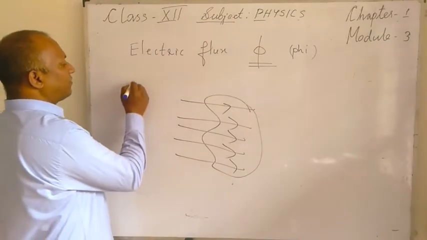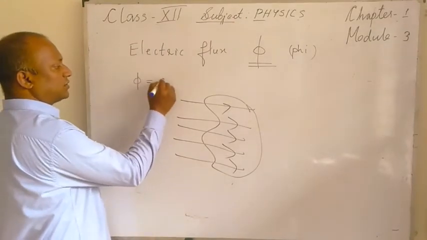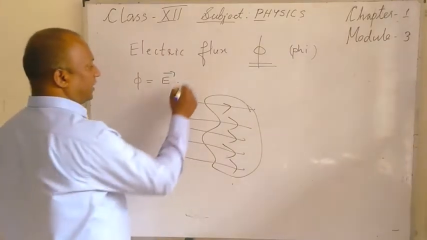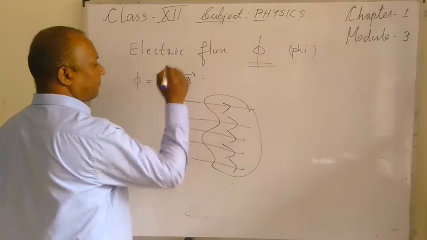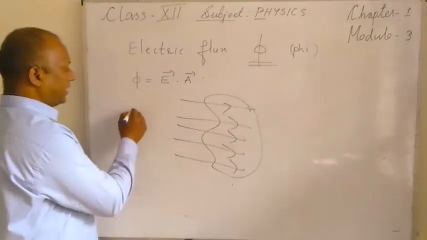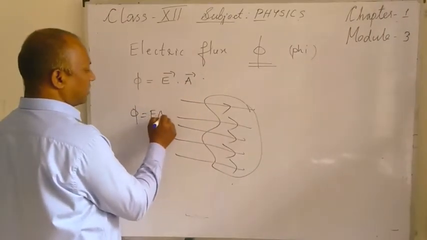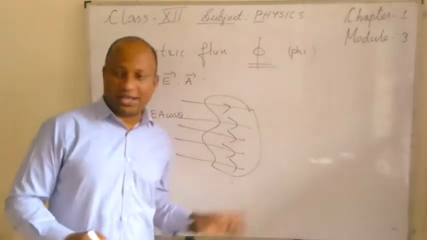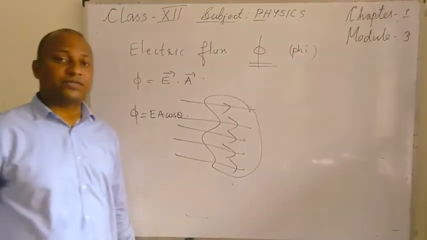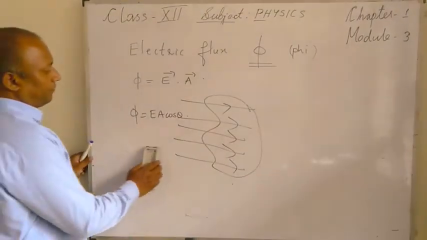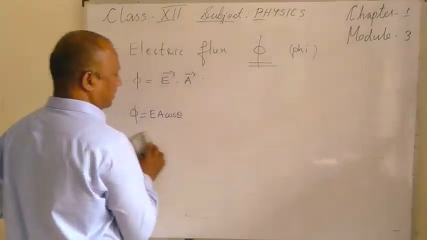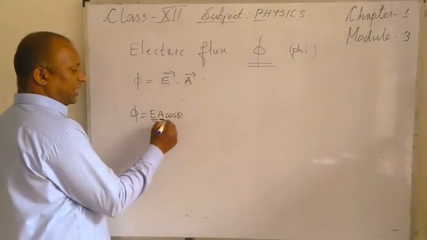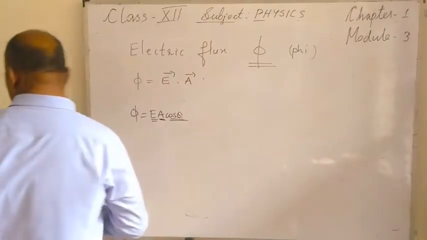Numerically the flux is equal to the dot product of the electric field and the area, or we say EA cos theta, and the area is the area of the surface, whatever the shape of the surface is. It depends on three things: electric field intensity, area, and cos theta. I will explain with an example.